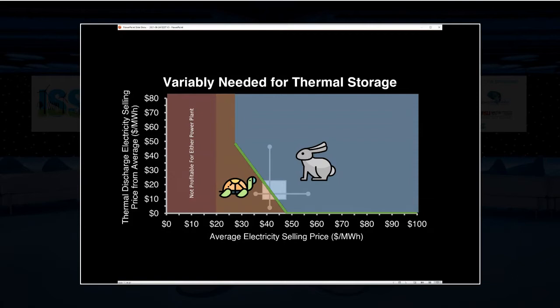This chart has the average electricity selling price on the x-axis, the average discharge or peak electricity price on the y-axis, and the green line here is the break-even point between the two different technologies. If it falls in the blue region, the thermal storage would provide a benefit, and if it falls in the orange region, then the non-thermal storage configurations perform better. I've also plotted the New York ISO nodes on this chart as the box and whisker plot, and you can see a little more than 50% are below that green line, equating to the results that we saw earlier.